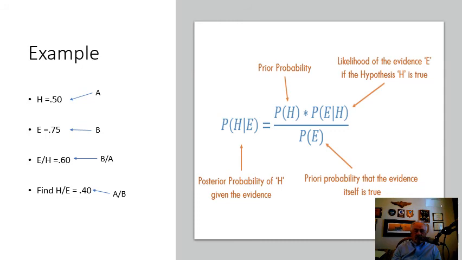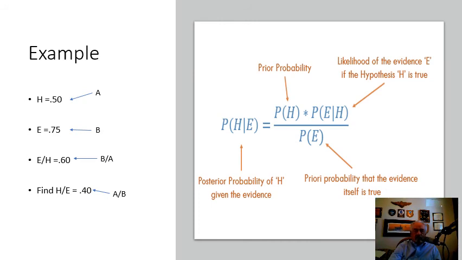Again, on the left-hand side of the equation, we're looking at the posterior probability of H, the hypothesis, given the evidence E, is equal to the prior probability, P sub H, times the likelihood of the evidence E if the hypothesis H is true, divided by the prior probability that the evidence itself is true. Okay, that's another way of saying that. This is a pretty good way of saying it.